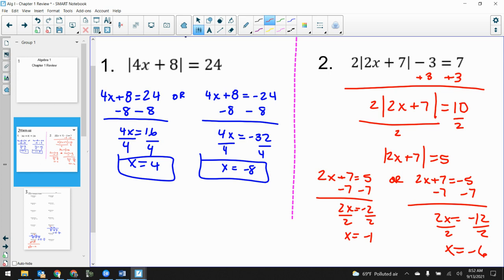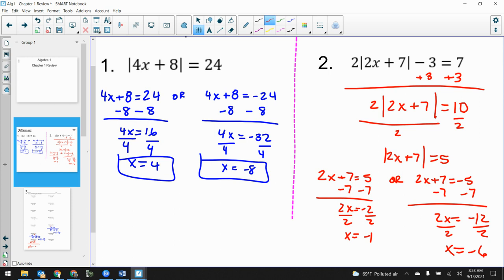Questions about that? Yeah. I thought you couldn't have a negative. You can have a negative x value. Because what would happen if I plugged in a negative x value? Well, that would be negative 12 plus 7, so negative 5. And then the negative would turn positive inside the absolute value.